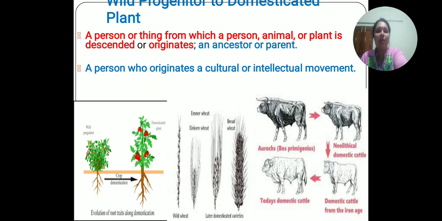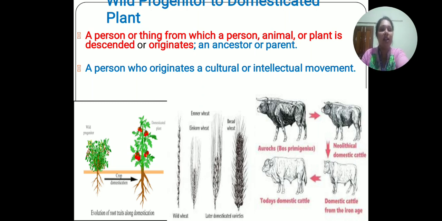Now, wild progenitors to domesticated plants. So, what are wild progenitors? Progenitor means the ancestor from where the plant has come up, from where the plants were started. A person or thing from which a person or animal or a plant is descended or originates. So, from where the plants and animals originated, that is known as progenitor plants, or the ancestor or the parent animals. A person who originates a cultural or intellectual movement is also known as a progenitor.